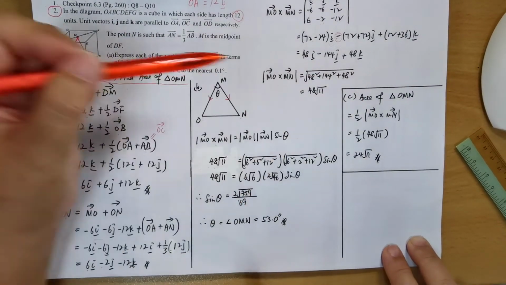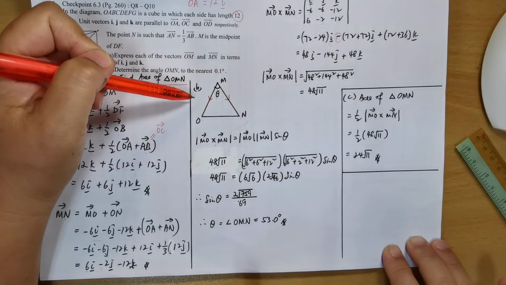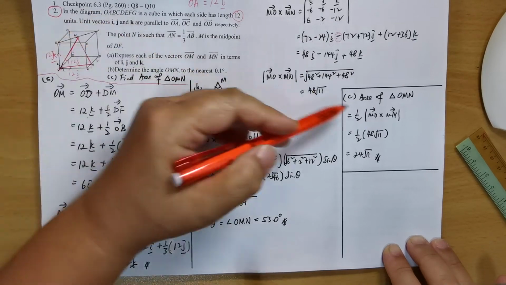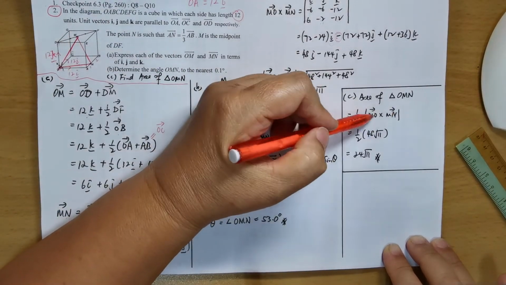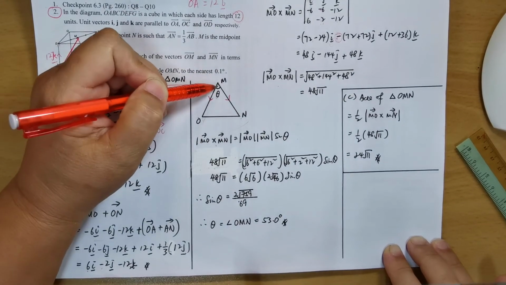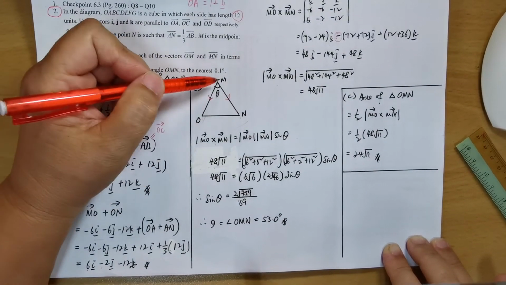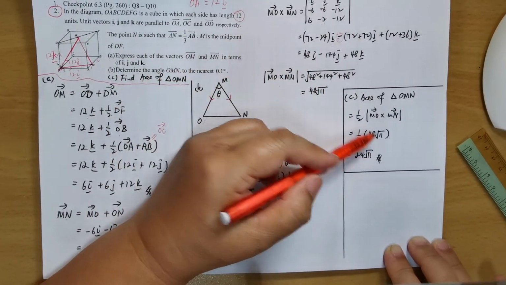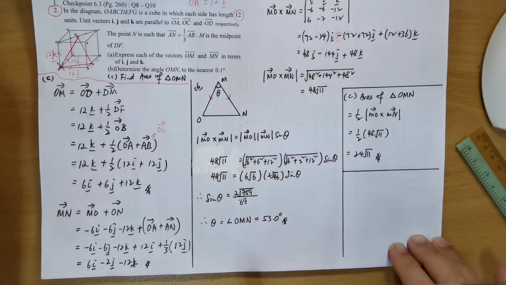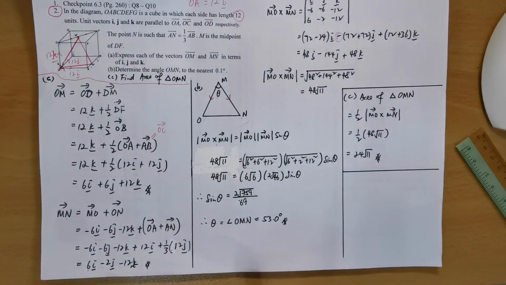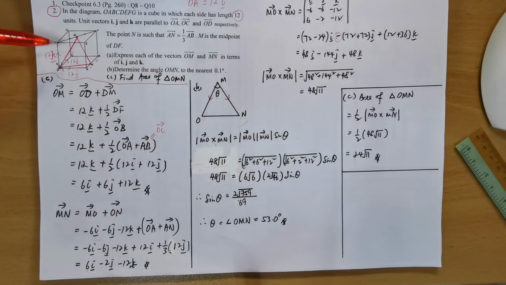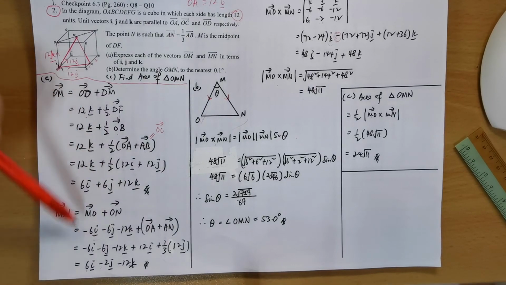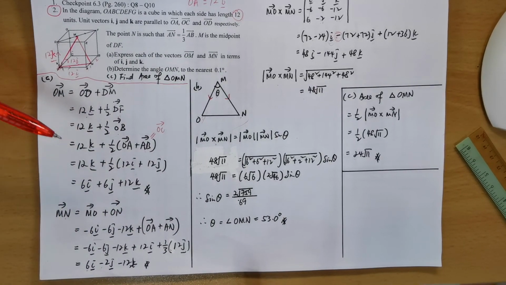C, find the area of triangle OMN. The area of the triangle is half of MO cross MN. Remember, the two vectors you use for the cross product must diverge from the same point. For this triangle I use MO and MN, and just now we already got the modulus. Therefore the area of the triangle is 24 square root 11. Use some time to study this question. It is quite a standard STPM question involving so many vector concepts that we have learned.